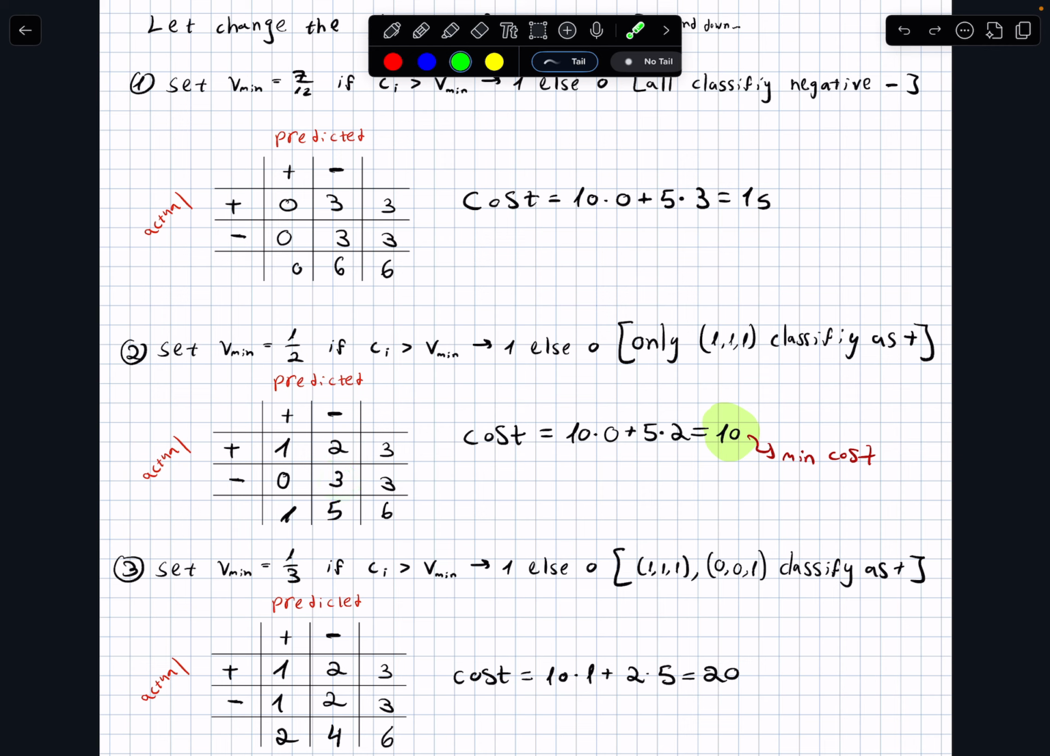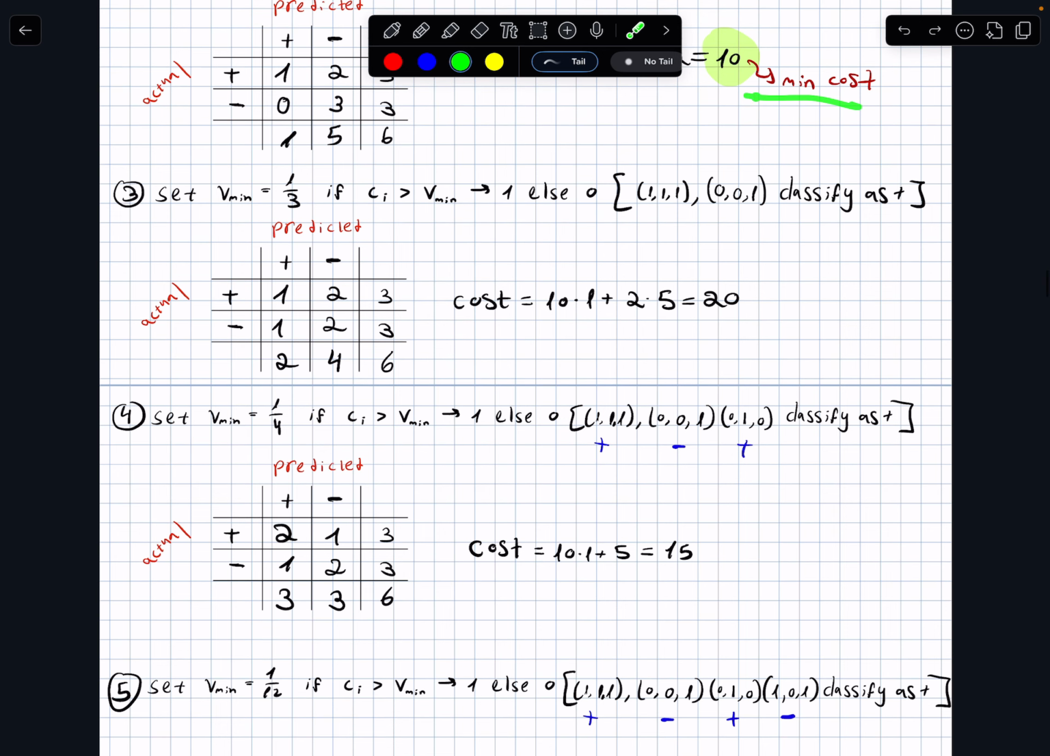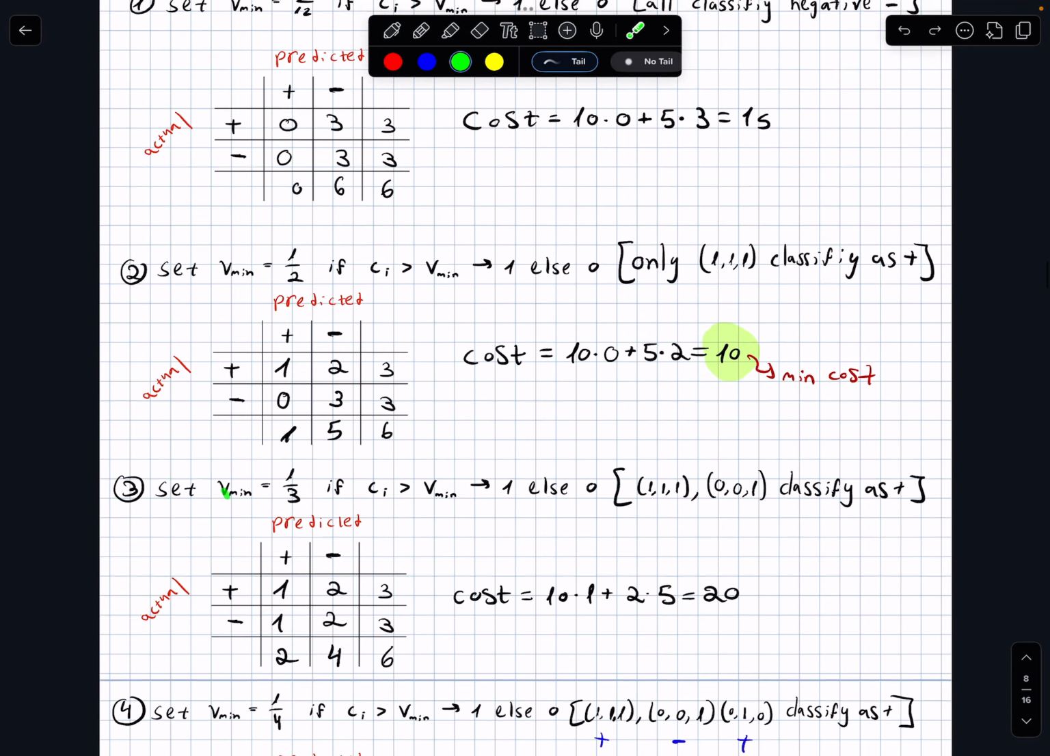Now we calculate the cost, which will be 10. Again, we don't have any false positive here, so this is why it's 0. And by the way, guys, I already saw that this is the minimum cost. We'll go over and see that the rest of them are the same or bigger than 10. So v min is now one third, because this is the third largest value.